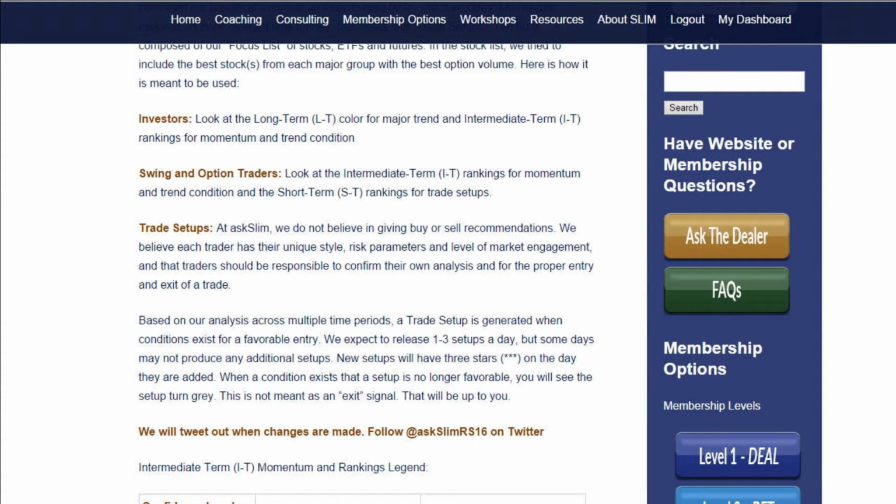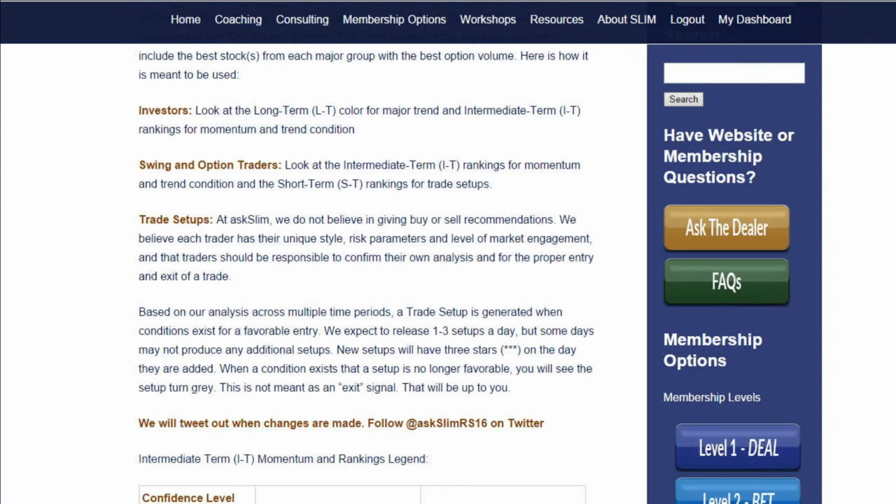Now, every single day we post in rankings and trade setups, and we notify through Twitter. So what we do is we have our members for level 3 and level 4 follow us at askSlimRS16 on Twitter. Turn on your notifications, and then it'll just pop up on your mobile device and let you know when we have posted. We post every single day at about 10:30 Eastern Time, and then again if more setups occur during the day. So usually we post once, but sometimes we post twice.